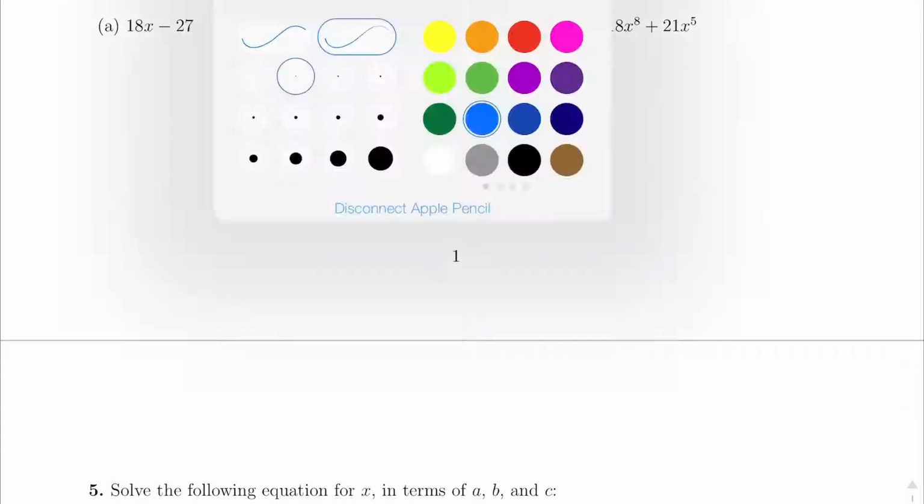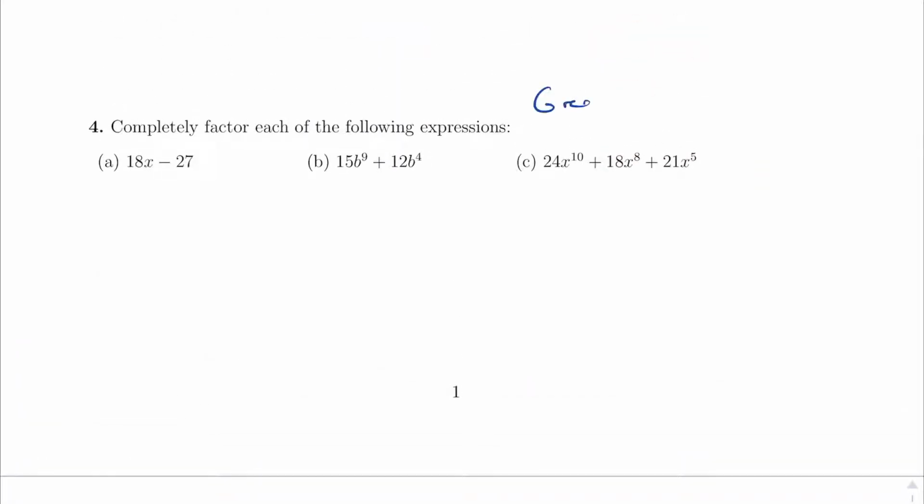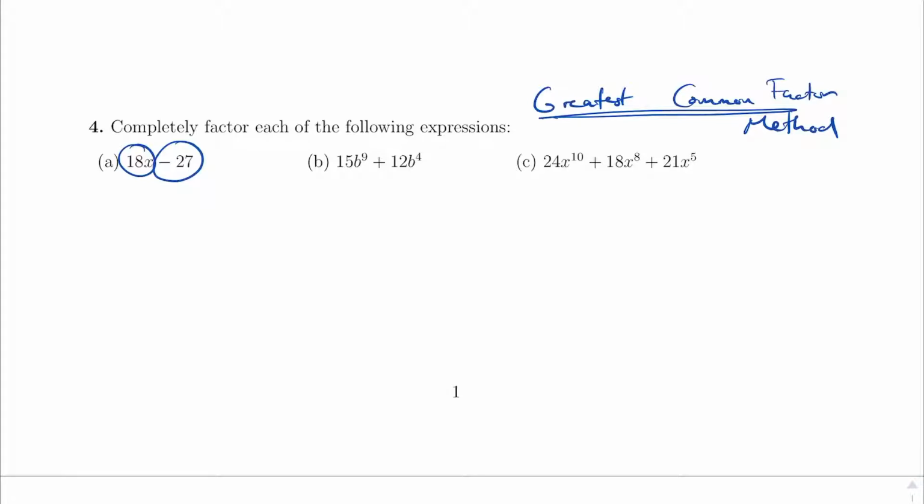So factoring with these, we've only learned one method so far. That's going to be the greatest common factor method. And in order to use this method, we're looking for the greatest factor that the two numbers, or three numbers, all share in common. So with these, we're looking for a number that divides 18 and negative 27.